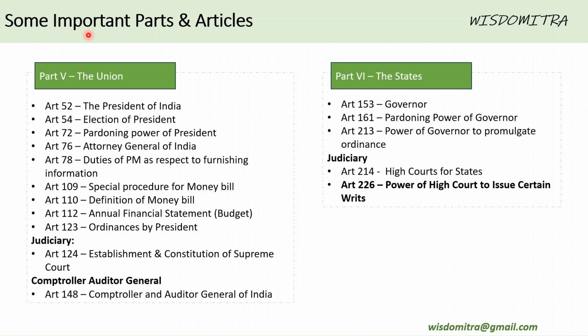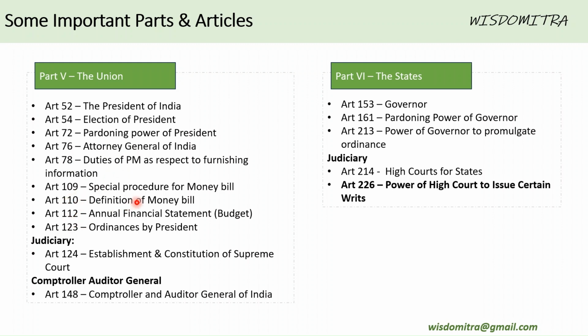Under Part 5, some important articles have been mentioned here. 52 is about the President of India, 54 is about election of President, 72 is pardoning power of the President, 76 about Attorney General, 78 about duties of PM, that is Prime Minister, with respect to furnishing of information, etc. Right. And these are also important.